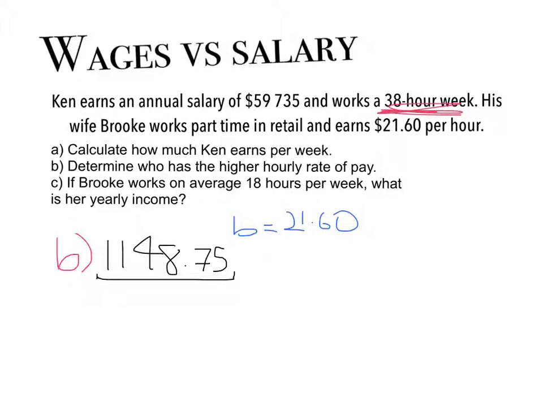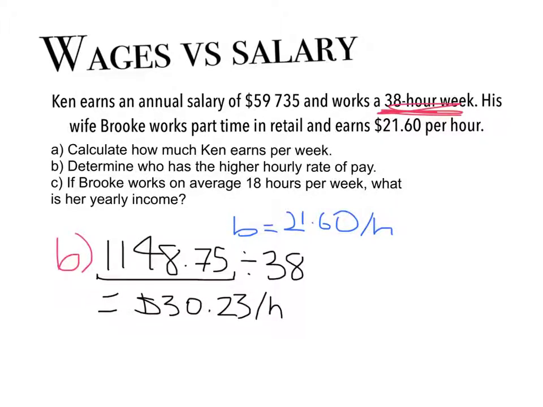So if he earns that in a week and he works a 38-hour week, I simply divide that by 38. What I'm doing here is I'm trying to find out how much he earns an hour. And if I do it, I would get an answer of $30.23 per hour. Brooke earns $21.60 an hour, which would clearly mean Ken's got it good, earning more per hour.